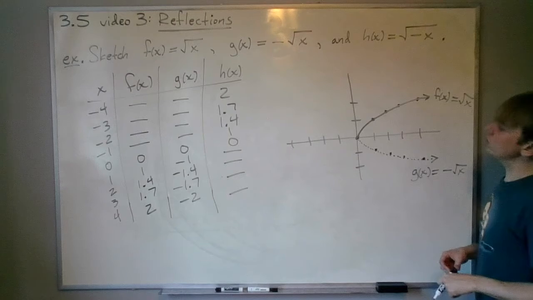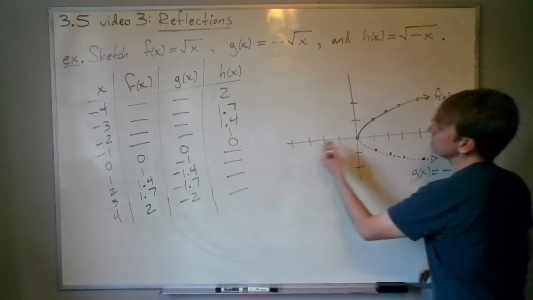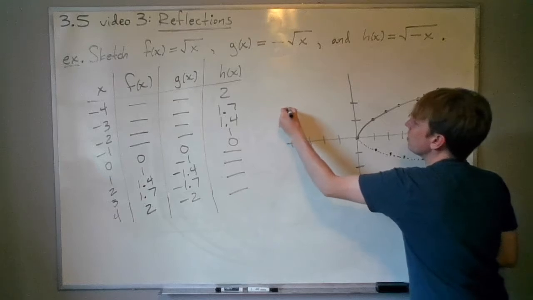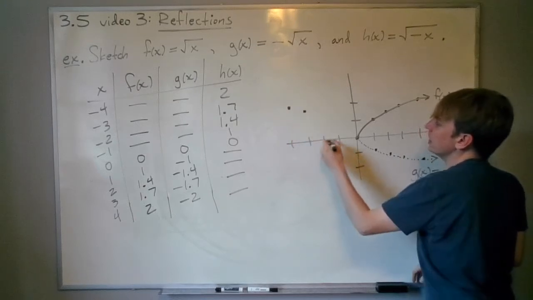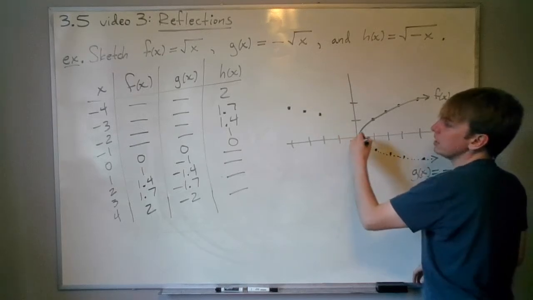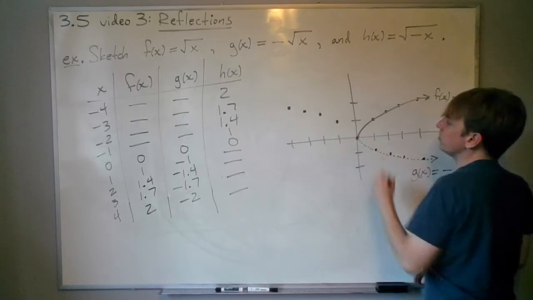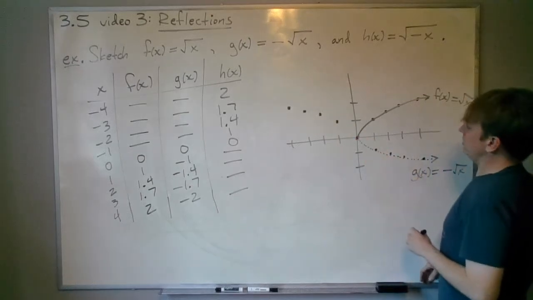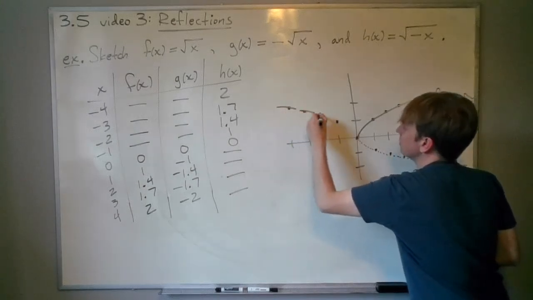Okay, and points on h of x, we would have x is minus 4, y is 2, x is minus 3, y is 1.7, x is minus 2, y is 1.4, x is minus 1, y is 1, and then 0, 0. Okay, so I'm running out of ways to make this look different. We'll do long dotted lines.